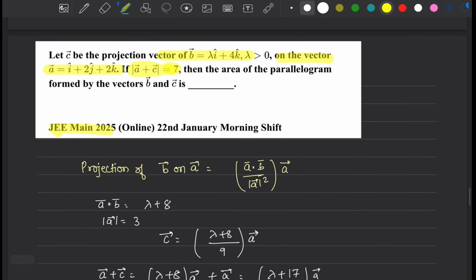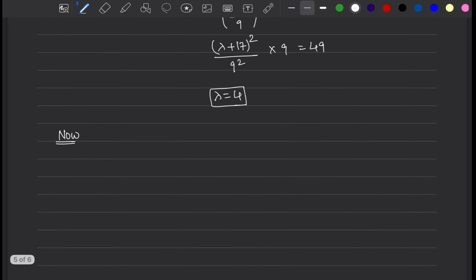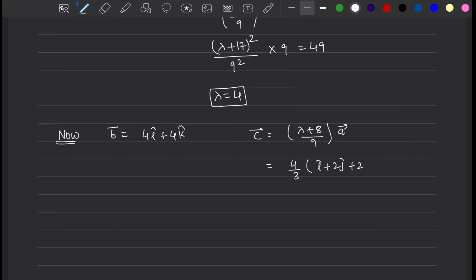Now let's read further. It is given then the area of the parallelogram formed by the vectors B and C. So the B vector we have is lambda I cap plus 4 k cap. Okay, so B vector is equal to 4 I cap plus 4 k cap. And the C vector was lambda plus 8 by 9 of A vector. So here you will get 12 by 9. 12 by 9 means 4 by 3 of A vector, and the A vector we have is I cap plus 2 j cap plus 2 k cap.